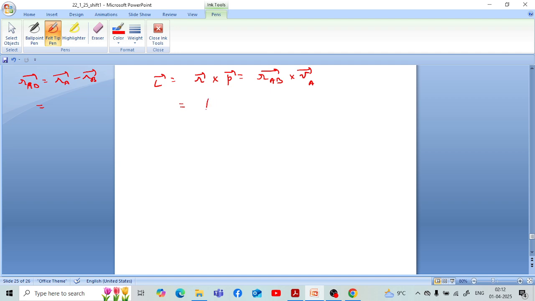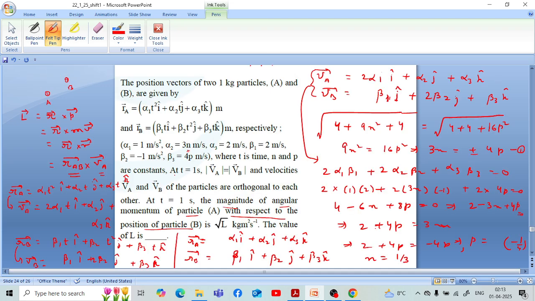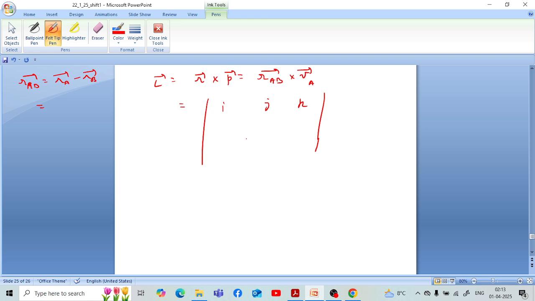So straight away we can write in terms of the determinant i, j, k. First of all, the first term is the coefficient of i, which is alpha 1 minus beta 1. The value of alpha 1 is given as 1 and the value of beta 1 is given as 2. So 1 minus 2 is minus 1, so we put minus 1 here.